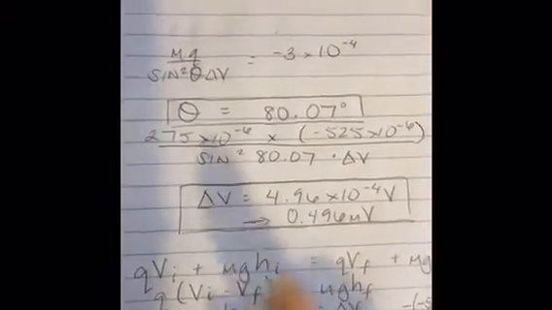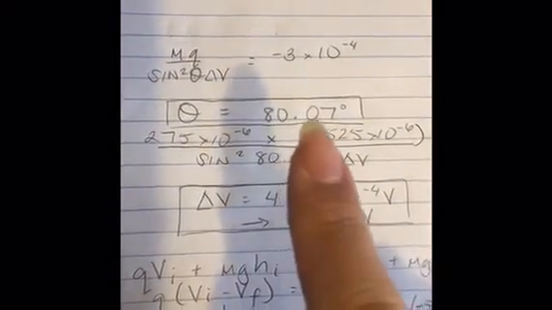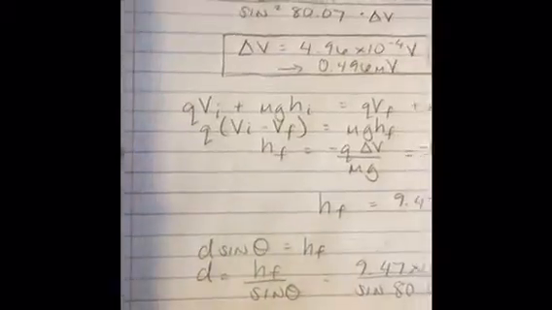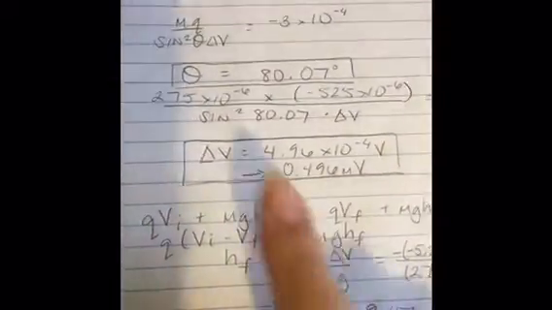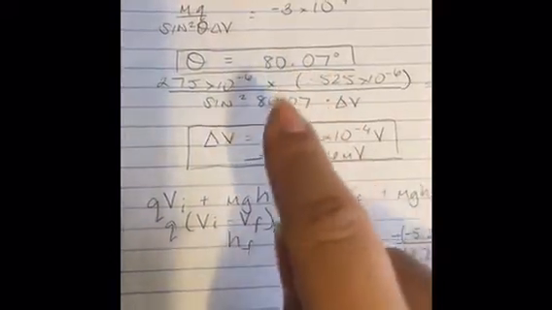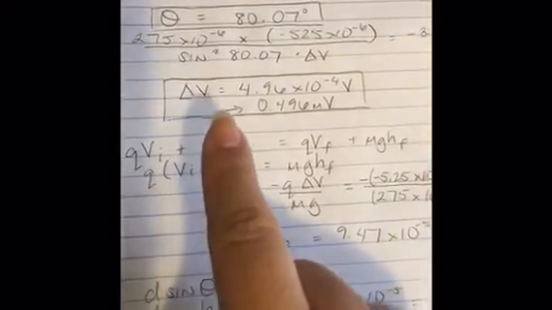So I found theta first after solving one of the equations. In order to find delta V, I plugged in my theta that I calculated back into this equation in order to get delta V.